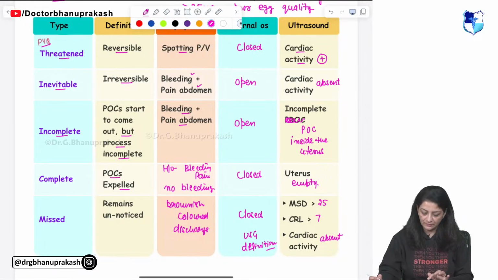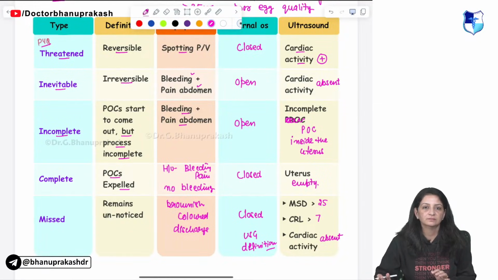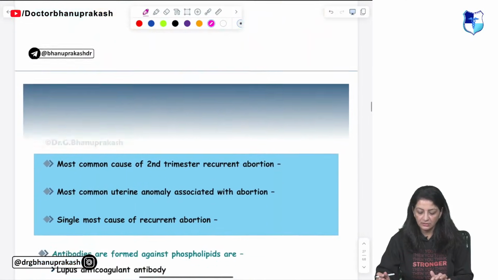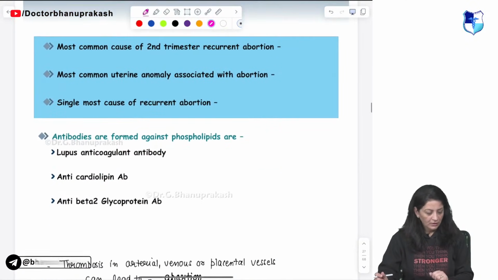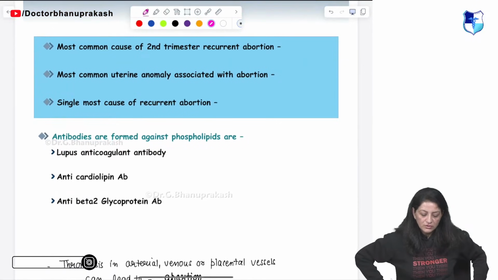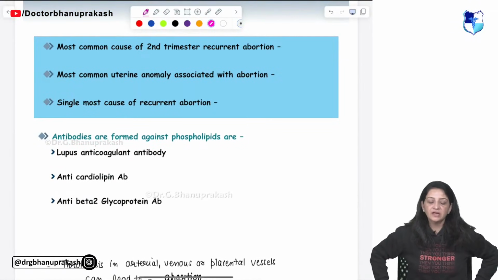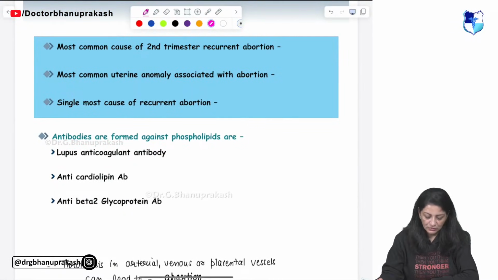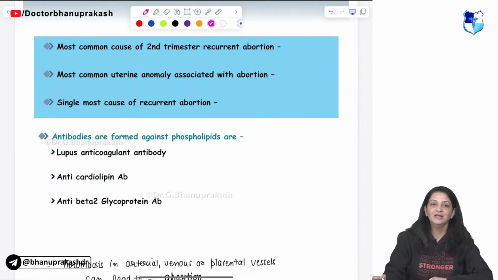This is called blighted ovum, or anembryonic pregnancy. So these are one-liners. Most common cause of second trimester recurrent abortion: cervical incompetence.